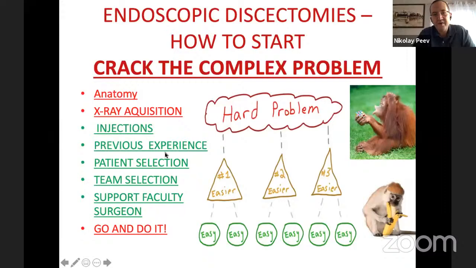It is good to have previous experience. You have to be very meticulous with patient selection. You have to be very meticulous with your team selection as well. And also, it's good to have somebody to support you in the beginning. If you go step by step with that, you have a good chance that you will be successful with your first cases. But let's see how and why.